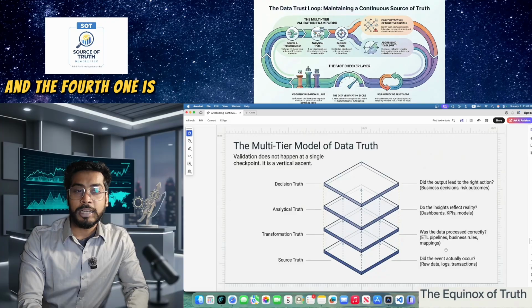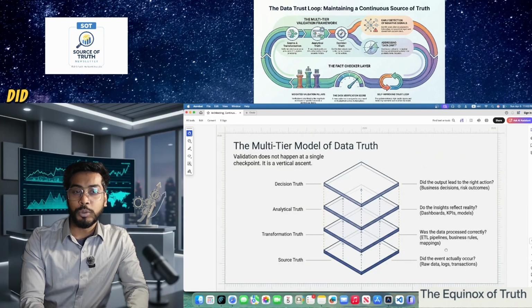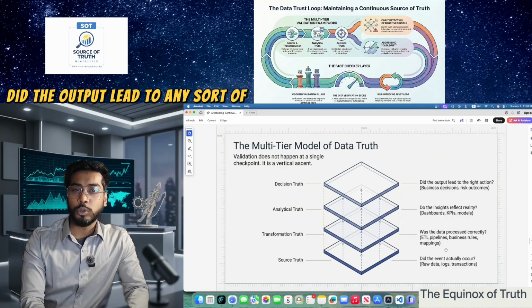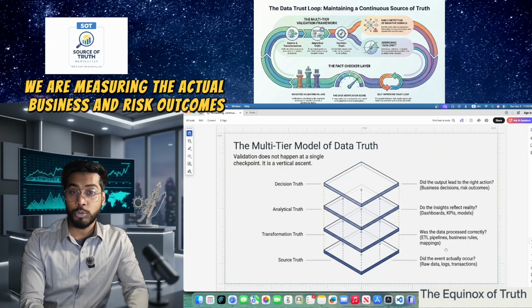And the fourth one is the decision truth. That basically translates into, did the output lead to the right action in the past? So we are measuring the actual business and risk outcomes.